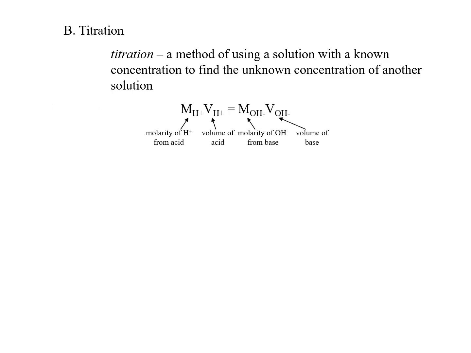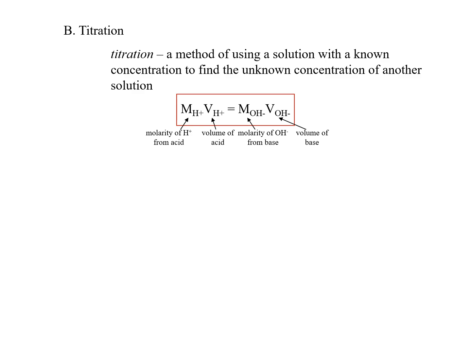So here's the equation we're going to use, and I hope that the equation looks a little bit familiar to you, right? MV equals MV. MV equals MV is the same kind of equation that we used when we did dilutions back in chapter 16. So MV equals MV, but this time the M and the V are going to be used for the acids and the bases. So the left-hand side of this equation is for the acid. The right-hand side of the equation is for the base.